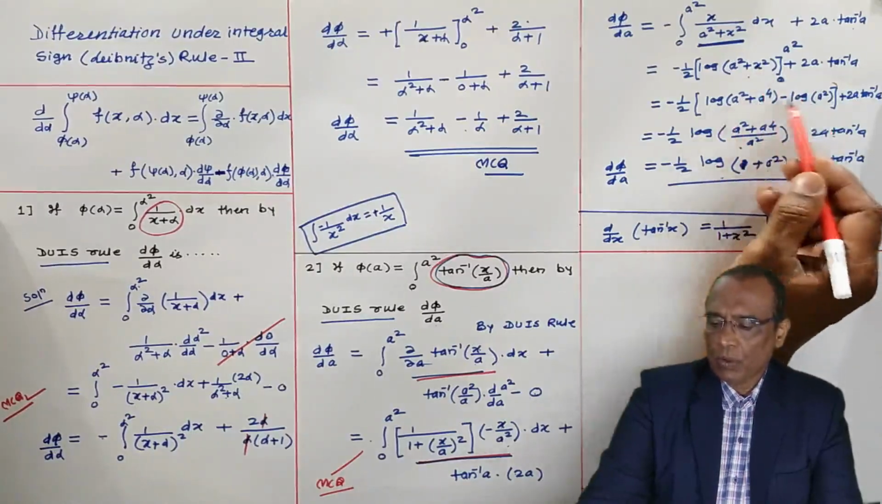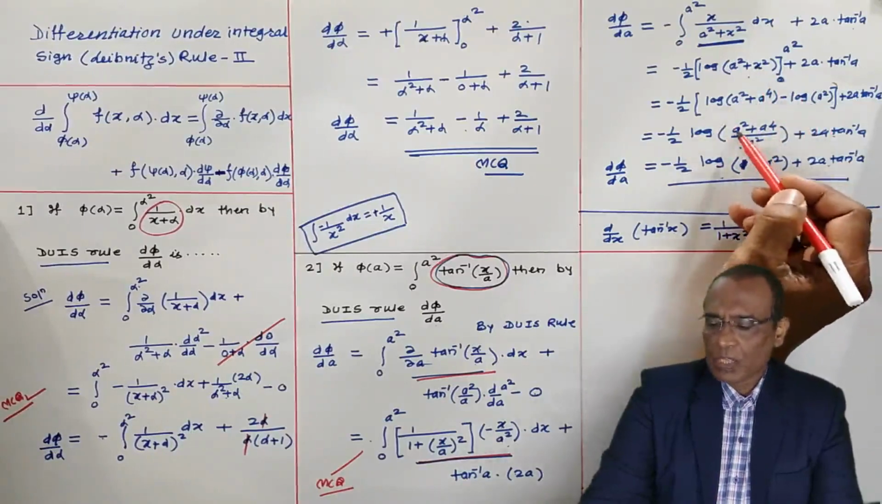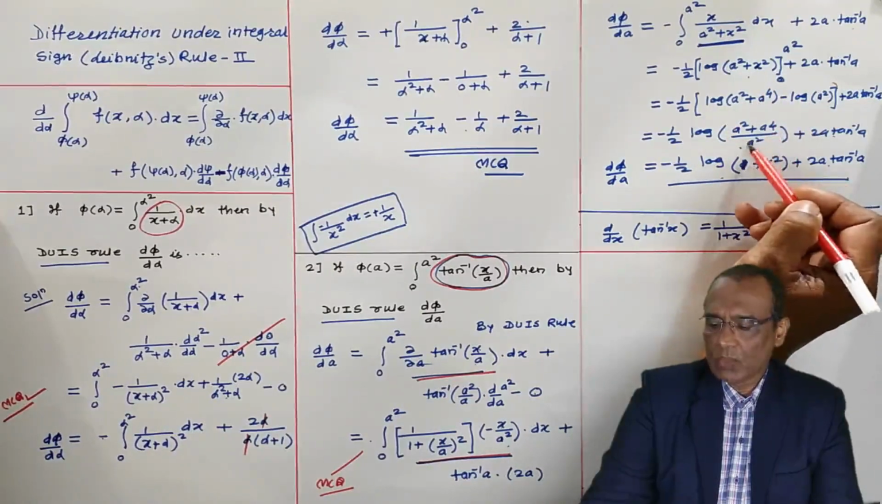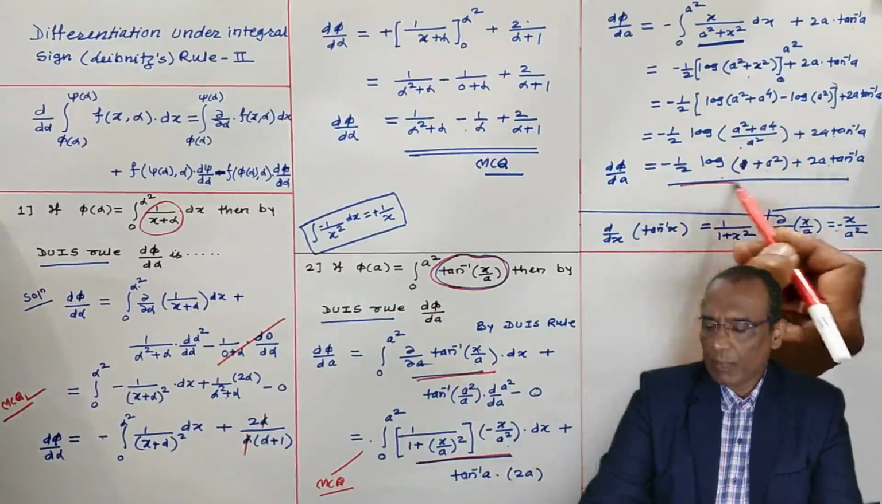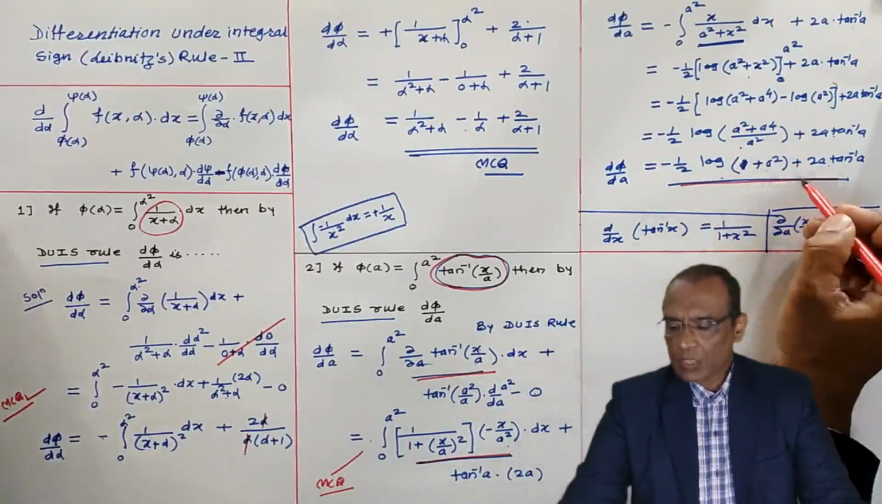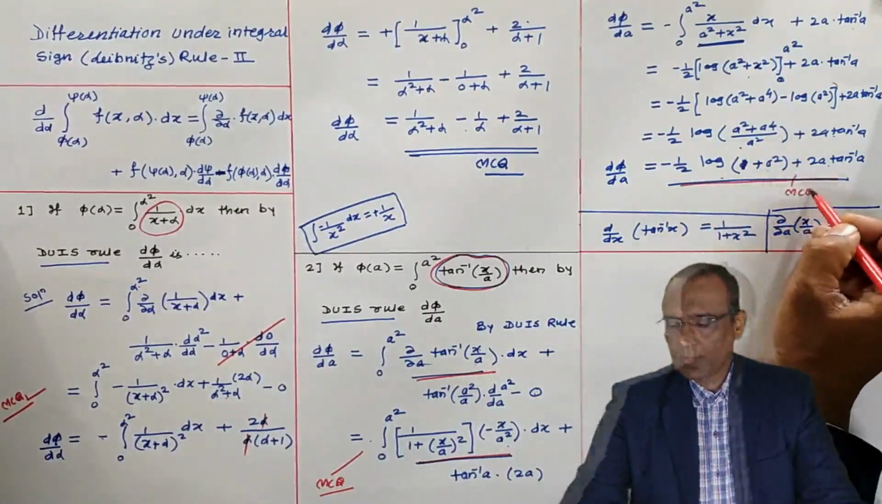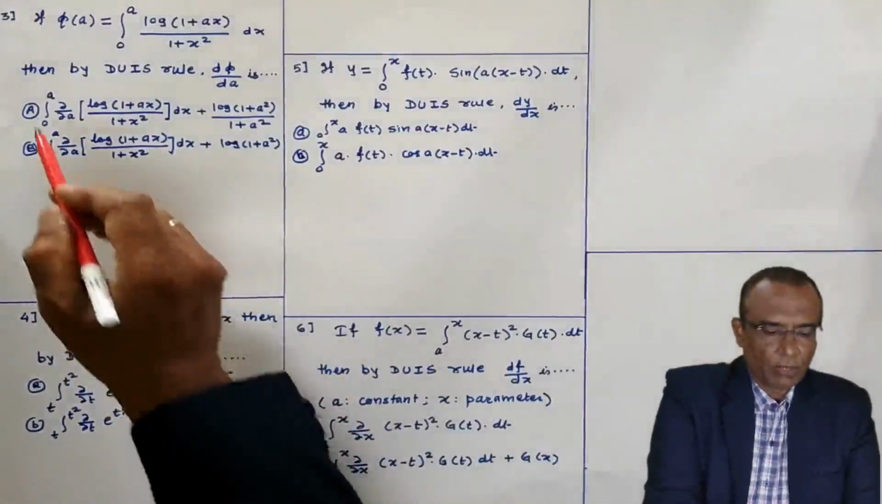Then log of a minus log of b is log of a by b. A square is common. It will get cancelled with this a square. It means this d phi by dA we have obtained. And this may be asked as an MCQ in examination. Now the next problem, the third one.